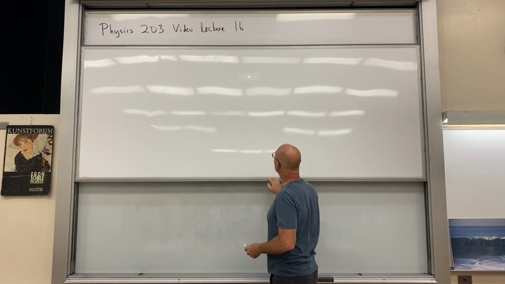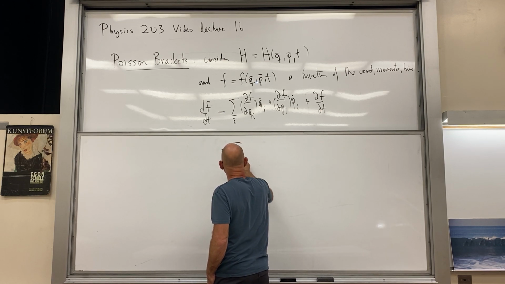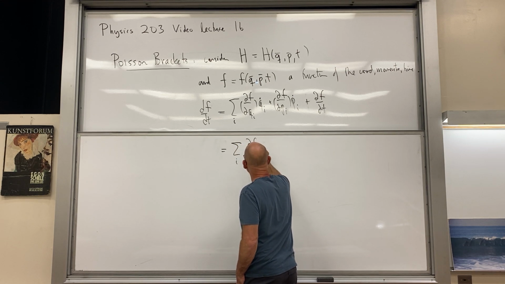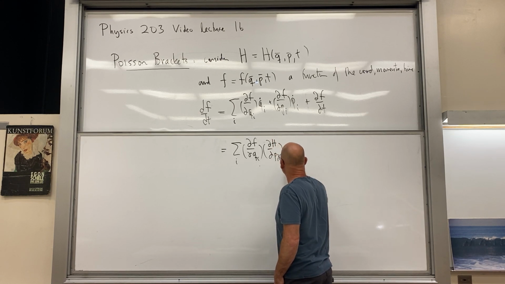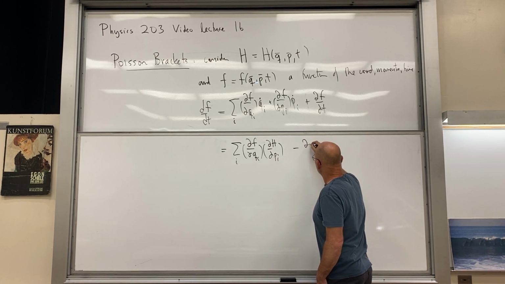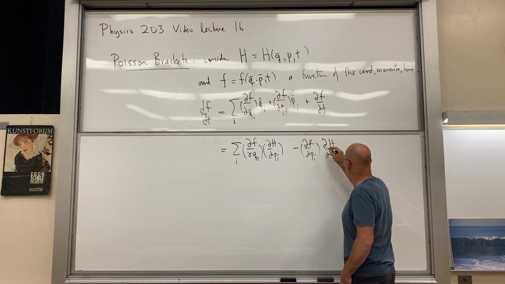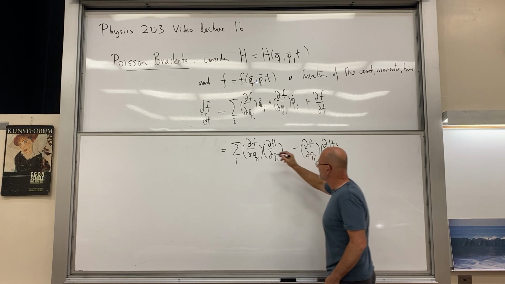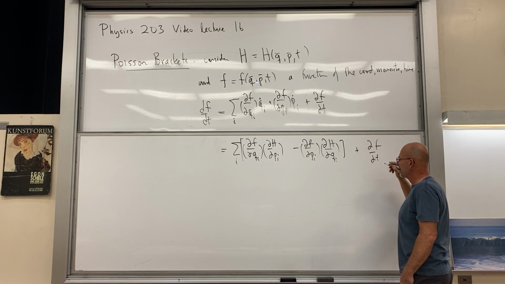Using Hamilton's equations, directly underneath here we have the sum over i of df/dqi, and now remember qi dot is partial H with respect to pi, and we're going to have, I'm going to put the minus sign in right away, df/dpi, and pi dot is minus partial H with respect to qi. And outside of the sum we still have df/dt.